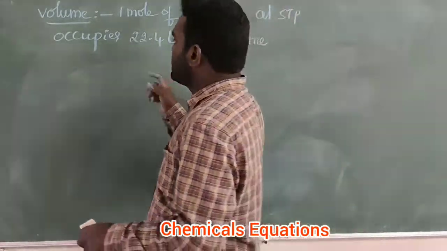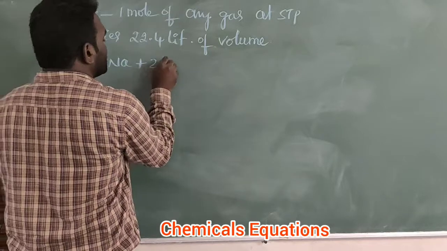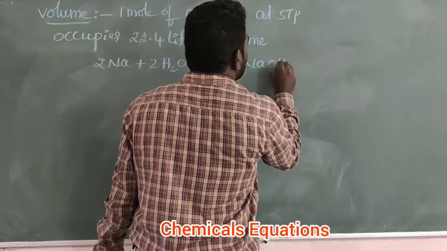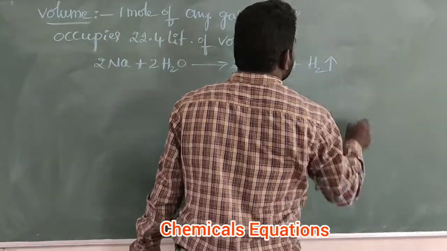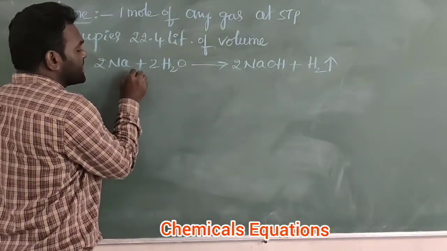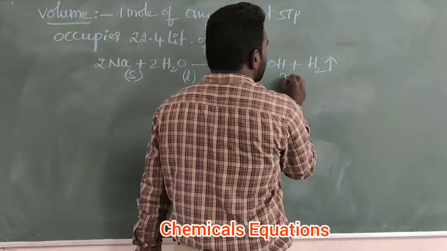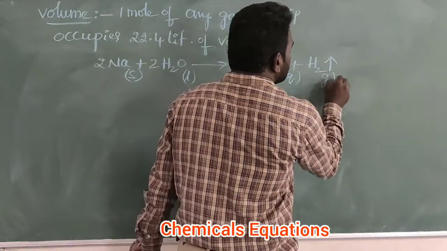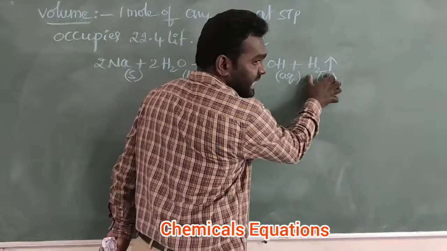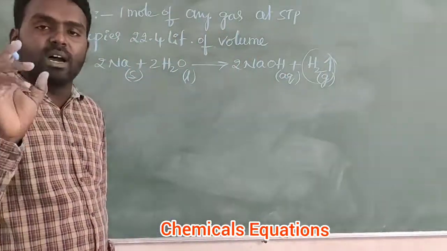So therefore here also, by the observation of our equation, 2 Na plus 2 moles of the water molecule will give rise to 2 moles of NaOH plus hydrogen gas is liberated. By the observation of the physical states of the respective reactants and products, the sodium physical state is solid, the water molecule physical state is liquid, the NaOH physical state is aqueous, and the hydrogen gas physical state is gas. Means by the observation of the chemical equation, only this one is a gas. So you can calculate the volume of the hydrogen gas only.